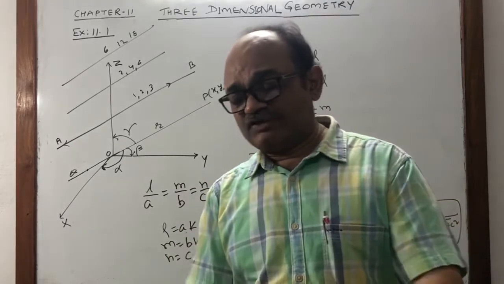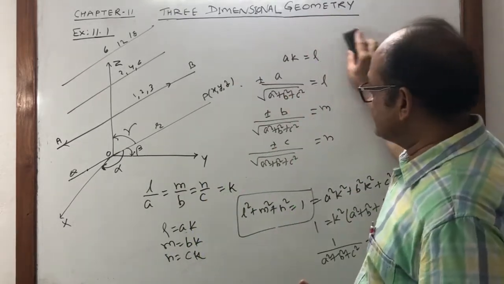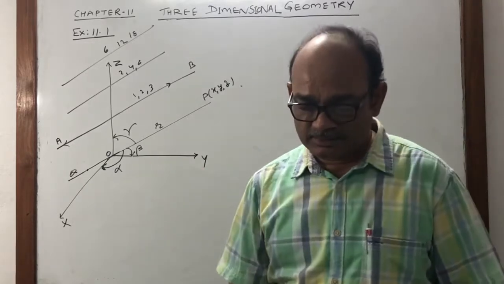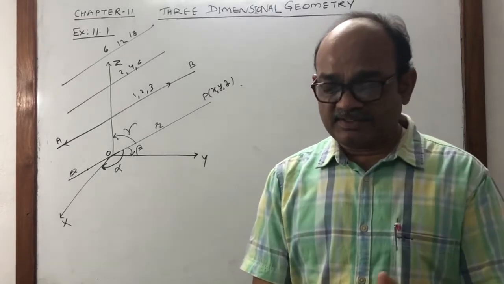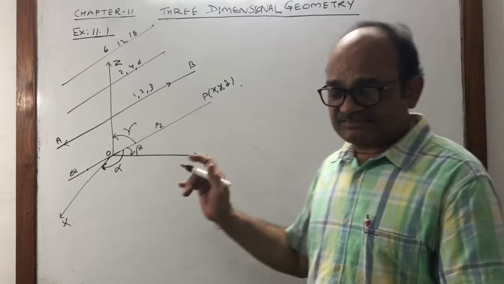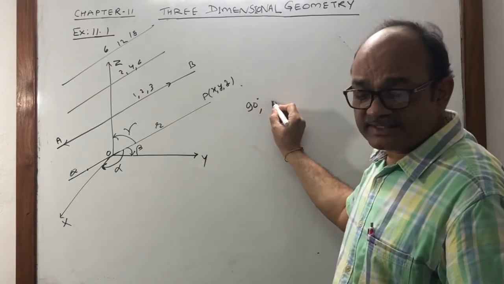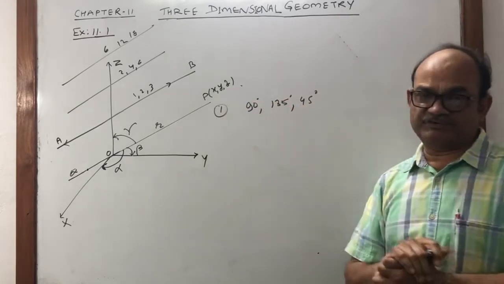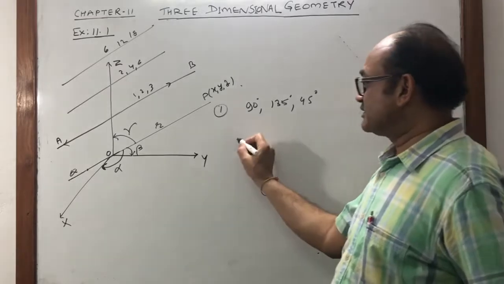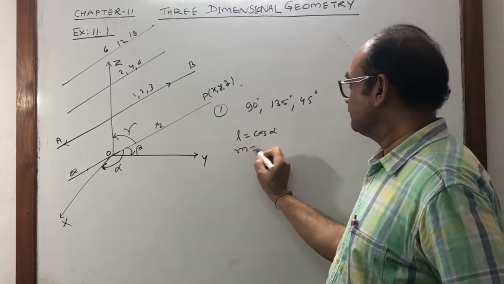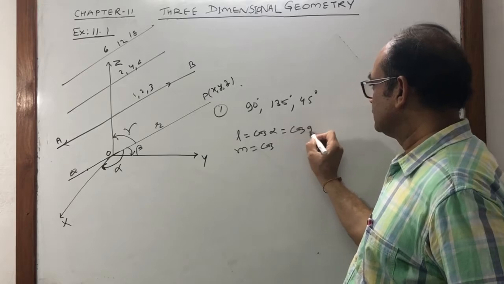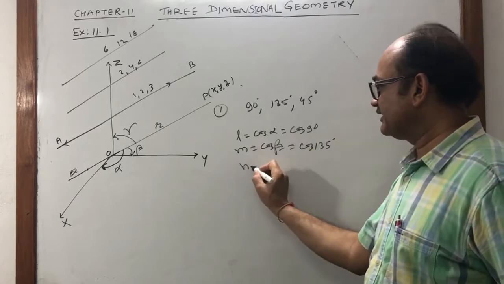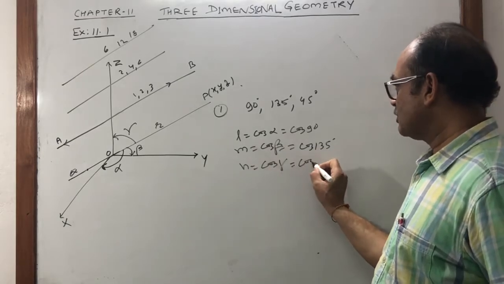For example, first we start with question number 1 of the same exercise 11.1. The angles made with the x-axis, y-axis and z-axis are given to you as 90, 135 and 45. Find their DCs. So first we start with L, cos alpha, M, cos beta, which means cos 135, and last N equals cos gamma, that is cos 45.